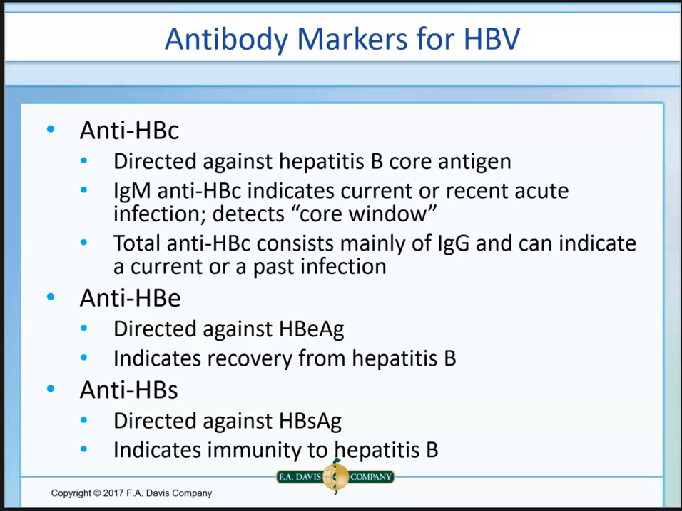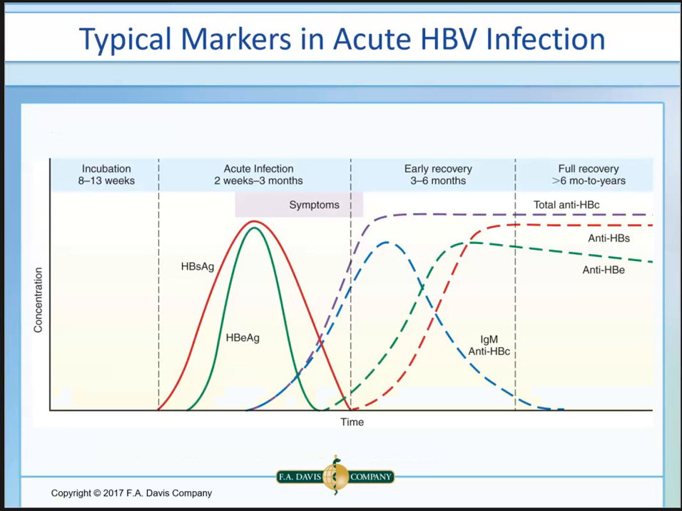So let's look at these in a graphical way. You can see the incubation is pretty long, 8 to 13 weeks. Acute infection, this is where the antigens appear first. Here's the hepatitis B surface antigen and hepatitis BE antigen. They occur early, in the symptomatic area, and they decline at around 3 months. That's where the immune system is starting to clear.